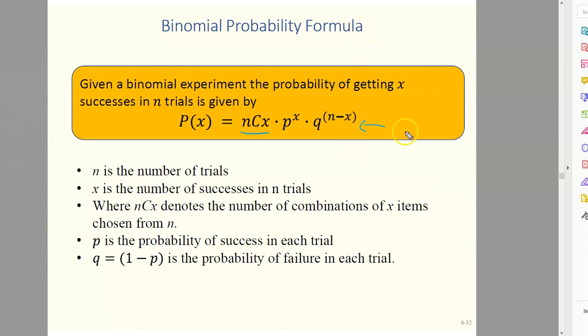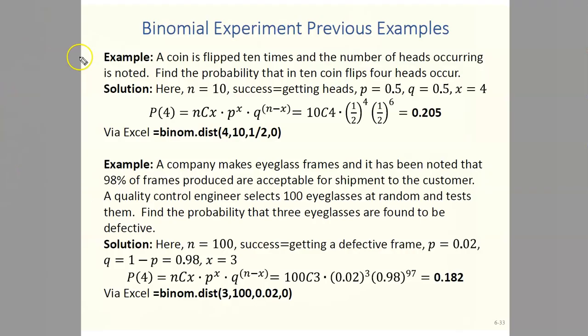Let's go back to those examples that we saw previously and calculate the probabilities now. Now here are our two previous examples. The first one, remember, we were flipping a coin 10 times and noting the number of heads that occur. We want to find the probability that in 10 coin flips, 4 heads occur. So here's our binomial formula right here, and we have to identify the n, the x, the p, and the q, and then just plug everything in here and evaluate it.